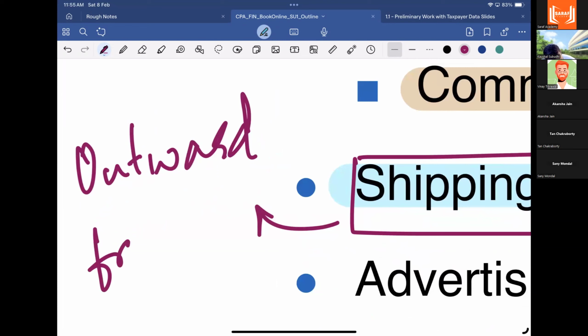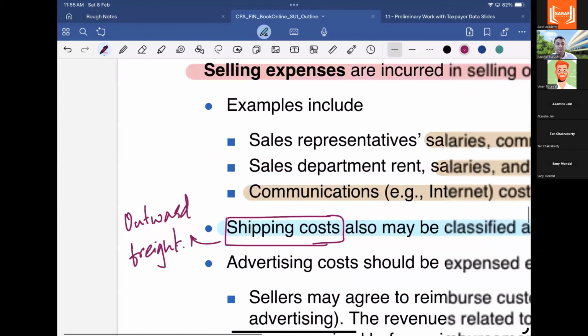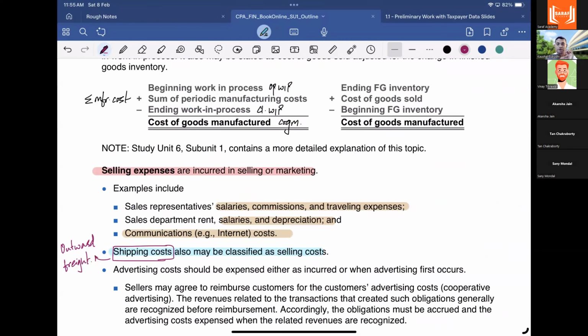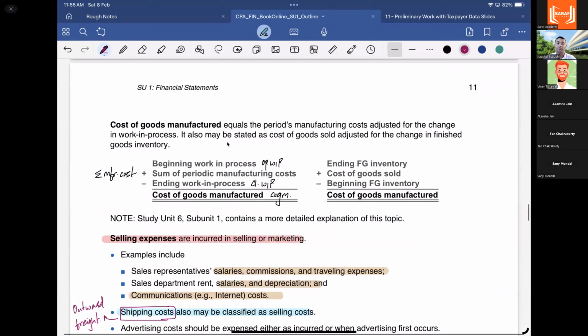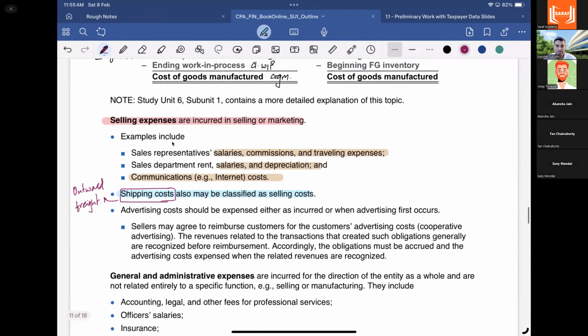So जितना भी outward फ्रेट है, so जितना भी आउटवर्ड फ्रेट है उसको हम शिपिंग कॉस्ट एक सेलिंग कॉस्ट के हिसाब से लेंगे. इनवर्ड यानी कि जो आपके रॉ मटेरियल्स जब आते हैं, that's always going to be a part of your cost of goods sold. ठीक है, ये हमेशा याद रखना.